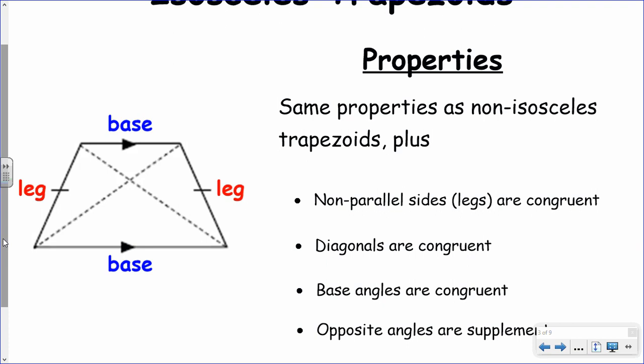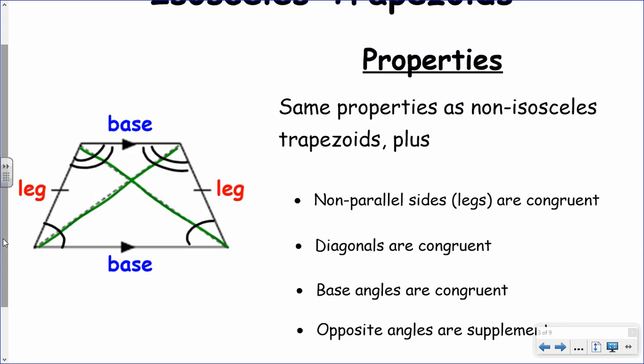The diagonals are also congruent to each other. So that means this distance here is congruent to this distance here. And then it says that the base angles are congruent to each other. So remember, base angles are the angles that are touching the base. So this angle is congruent to this angle, and this angle is congruent to that angle. And then opposite angles are supplementary. So if you go across the diagonal, those will be supplementary to each other.